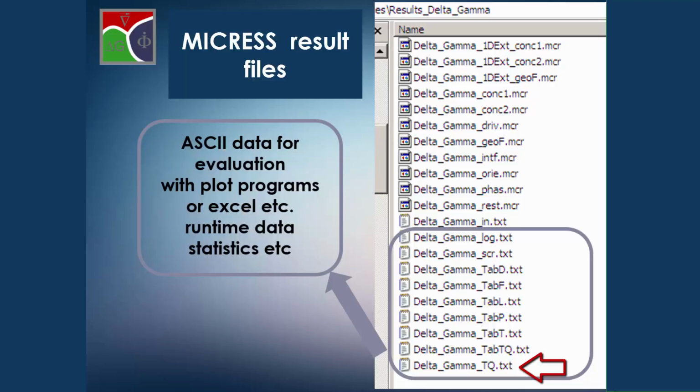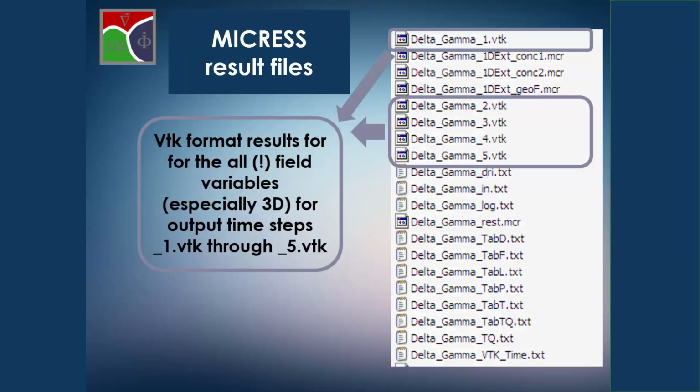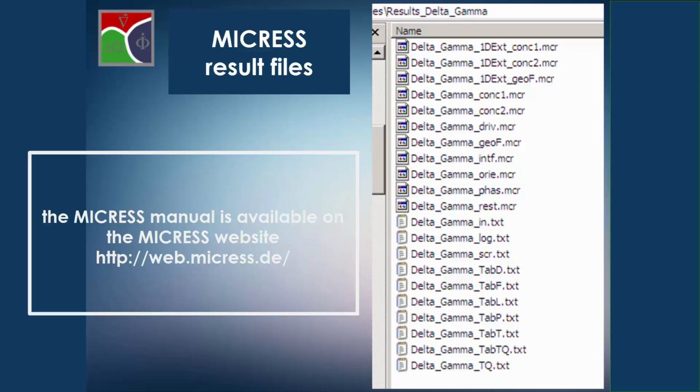tq.txt is a Windows-specific data file which stores the output of Thermo-Calc's interface. It makes it more convenient to trace the origin of TQ errors. It is always created under Windows when Thermo-Calc coupling is activated. As already mentioned, the VTK format is especially suitable for 3D data. For more detailed information, please have a look at the MICRESS manual.